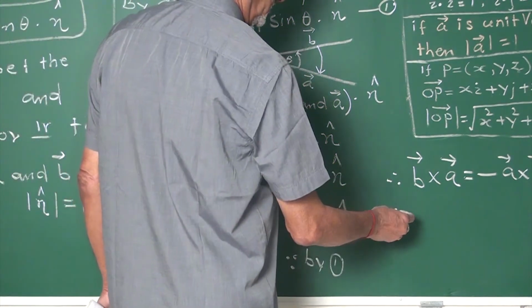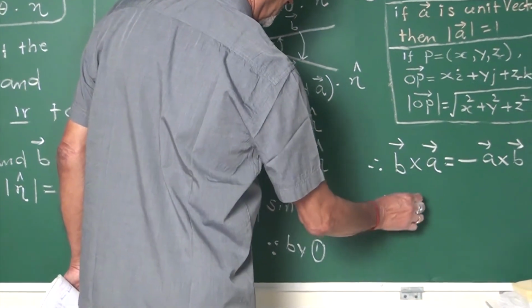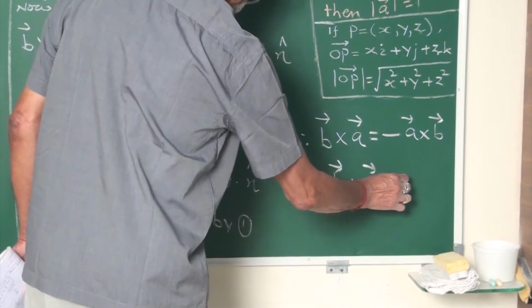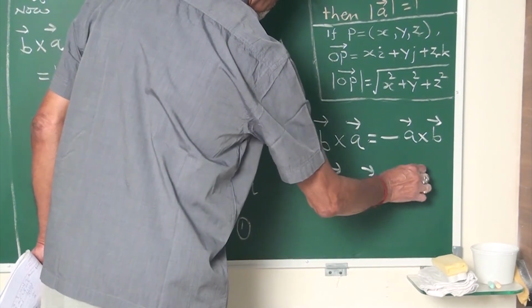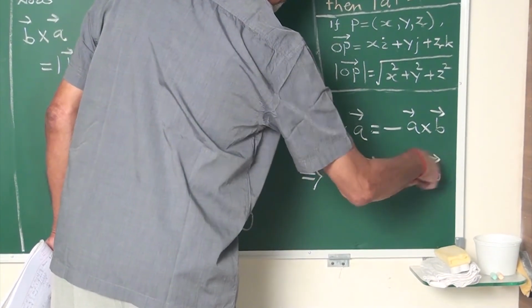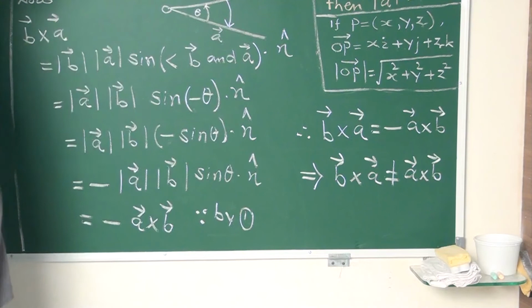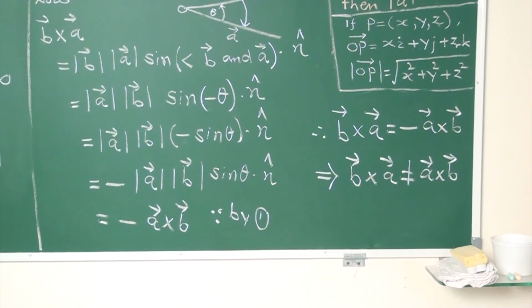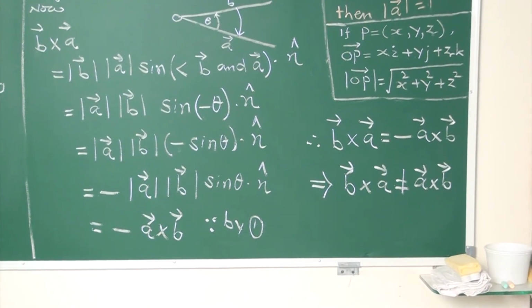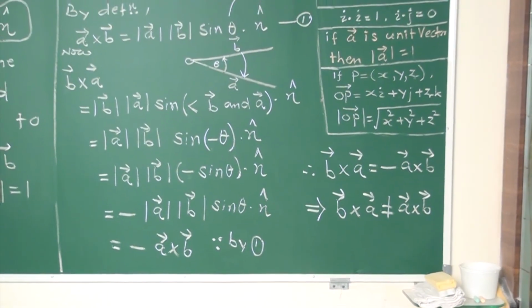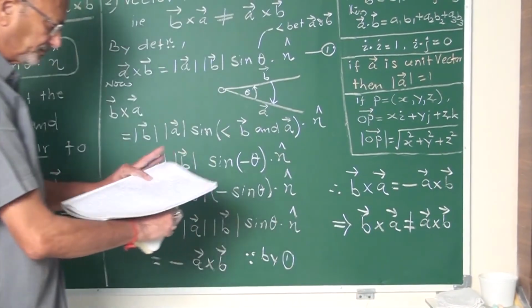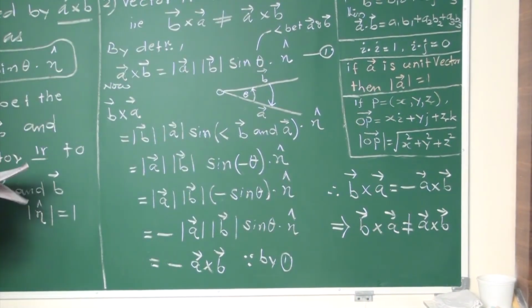This tells B cross A is not equal to A cross B. Therefore, cross product is non-commutative. Yes, my friends, non-commutative. Next property.